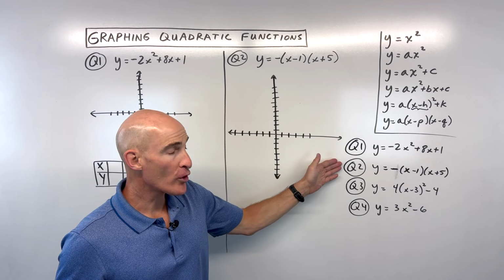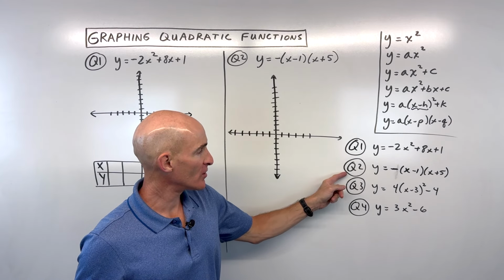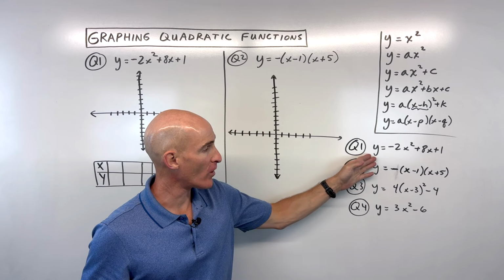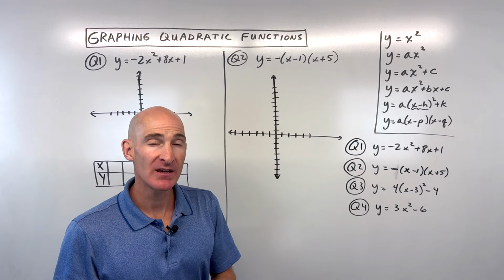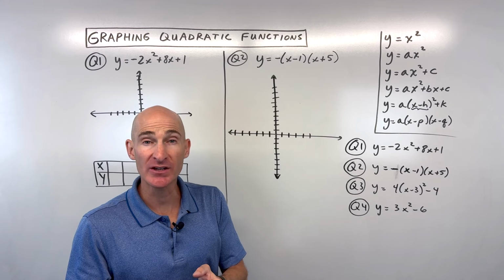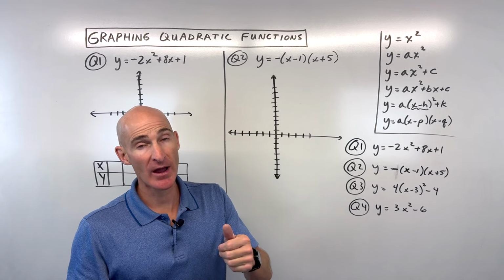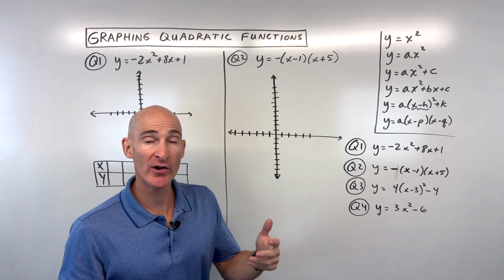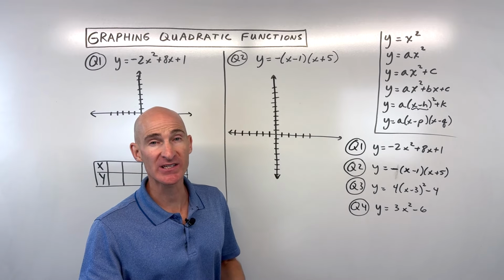Okay, here's your 4 quiz problems. Question 1, question 2, question 3, question 4. See if you can graph these. See if you can answer the questions. What's the domain? What's the range? Where's the vertex? Does the graph have a maximum? Does it have a minimum? Where is it increasing? Where is it decreasing?